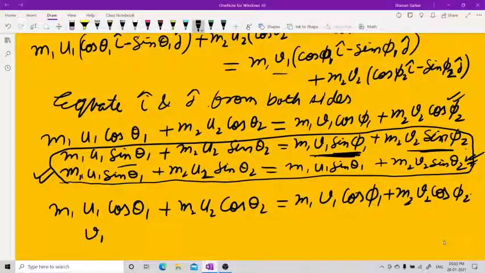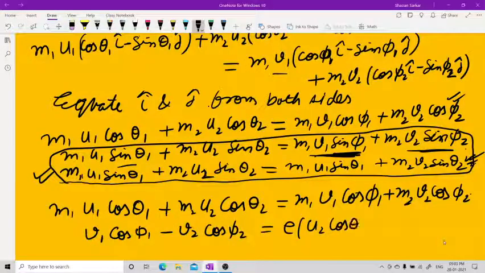V1 cos phi 1, okay, and I'll write minus V2 cos phi 2, and I'll write e times u2 cos theta 2 minus u2 sin theta 2. Now these two equations I've got. Now I'll solve them. See, what I'll do is that I know u2, I know u1. This is cos theta 1. Sorry, this is 1. I know u2, u1. I know the angles. I know all the angles. I only have to find v1 cos phi 1, and I have to find v2 cos phi 2.